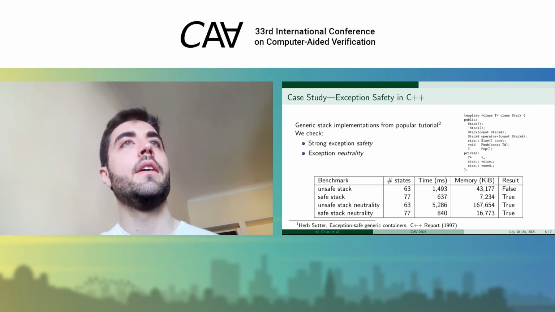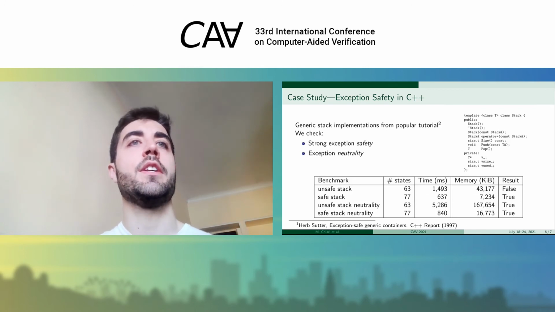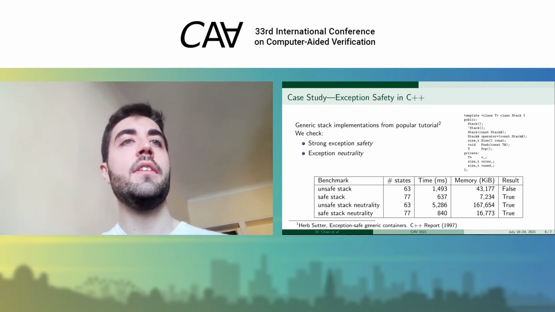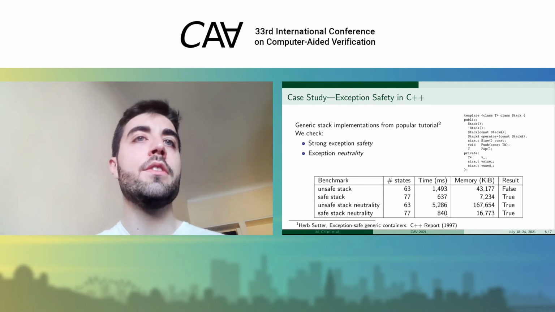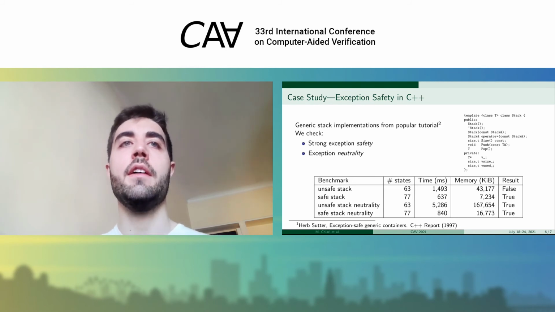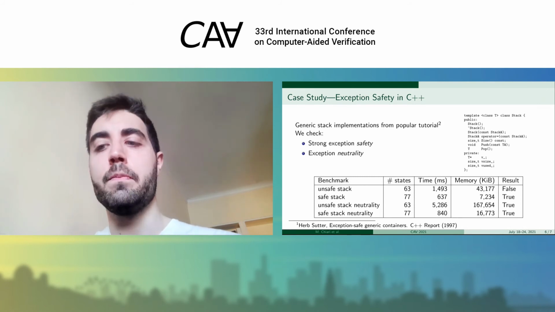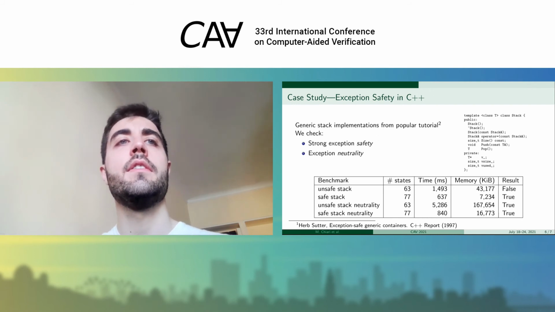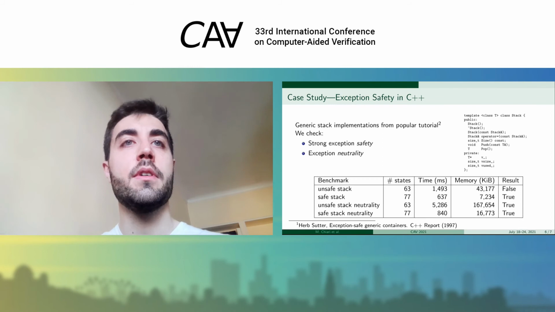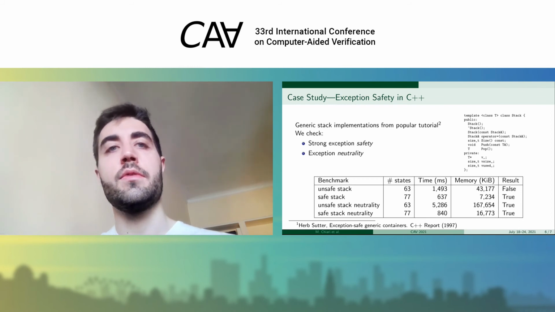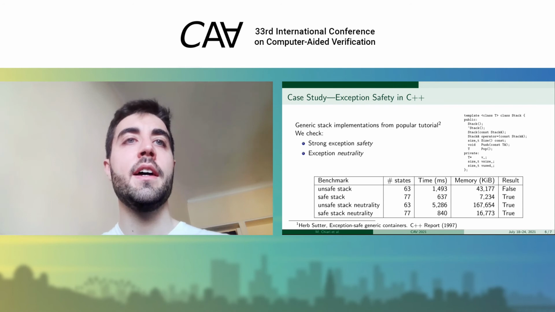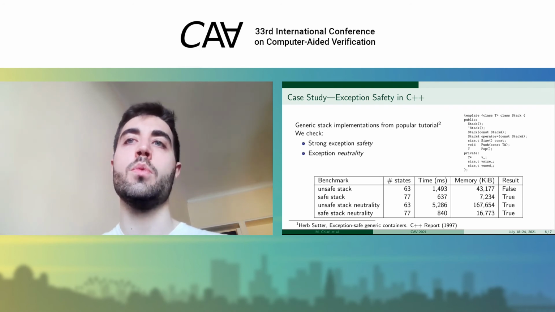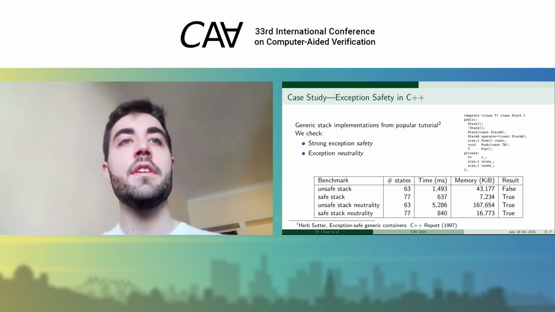The next one is about exception safety in C++. So in C++, generic containers, such as a type parametric stack or a vector, should provide some guarantees on their behavior when the contained objects throw. A container is exception safe if it remains in a valid internal safe state when an exception is thrown while performing an operation on it. So for example, if we push something on a stack and the constructor of what we push throws, then after the exception, the stack must be still in a valid state.